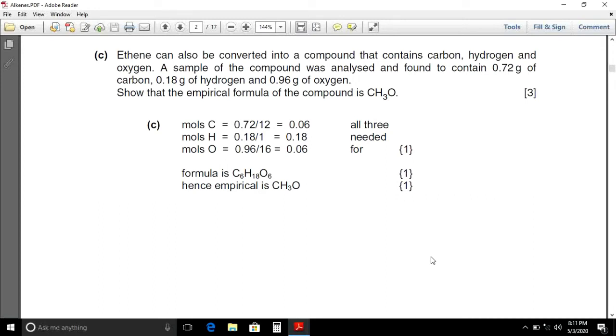We then divide each number of moles by the least number of moles. 0.06 divided by 0.06 equals 1. 0.18 divided by 0.06 equals 3, while moles of oxygen, 0.06 divided by 0.06, equals 1. So we get the empirical formula CH3O.